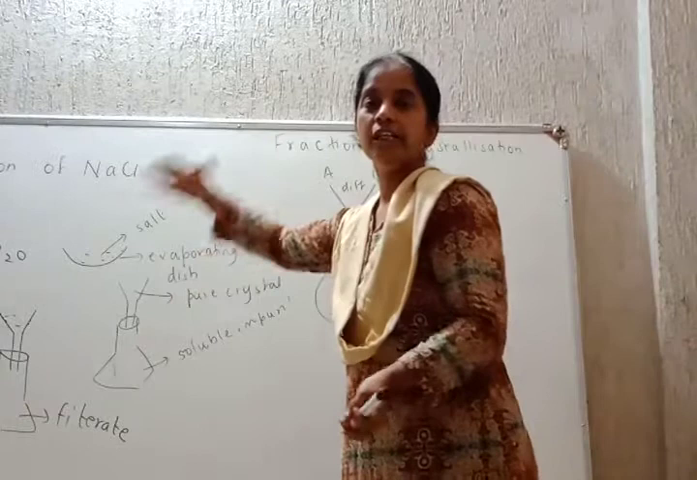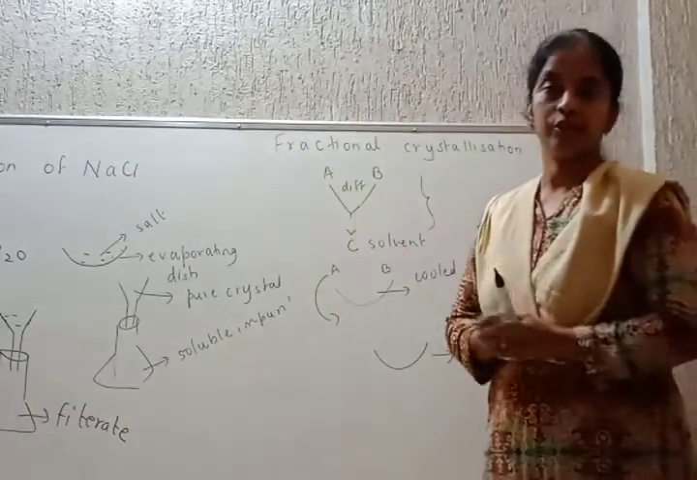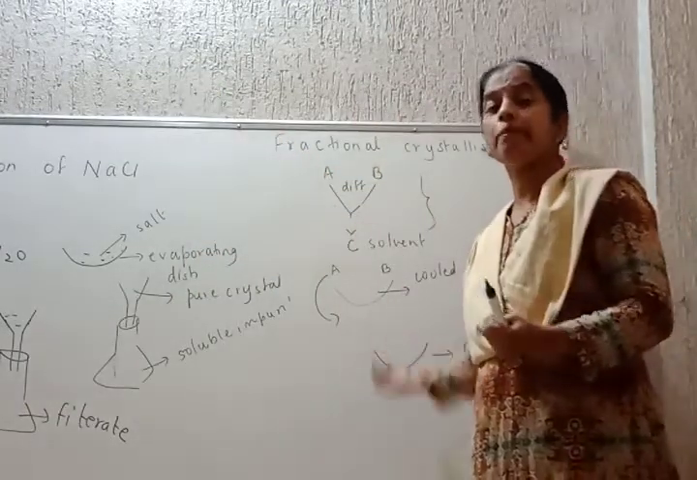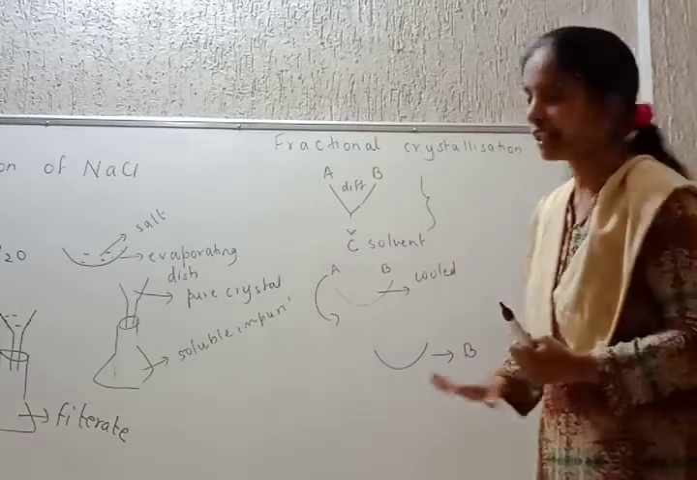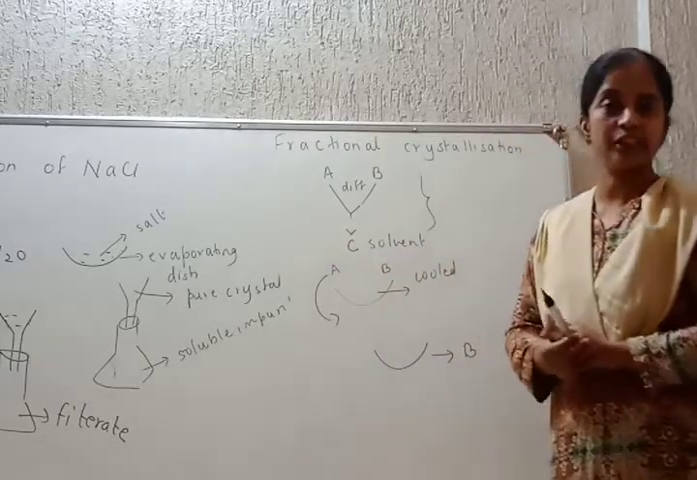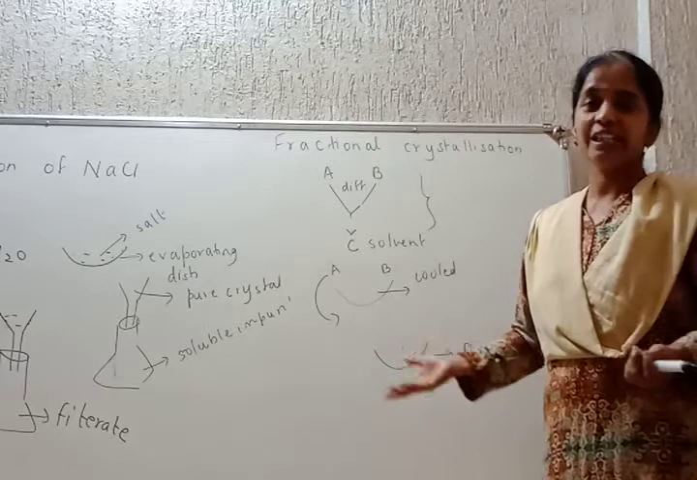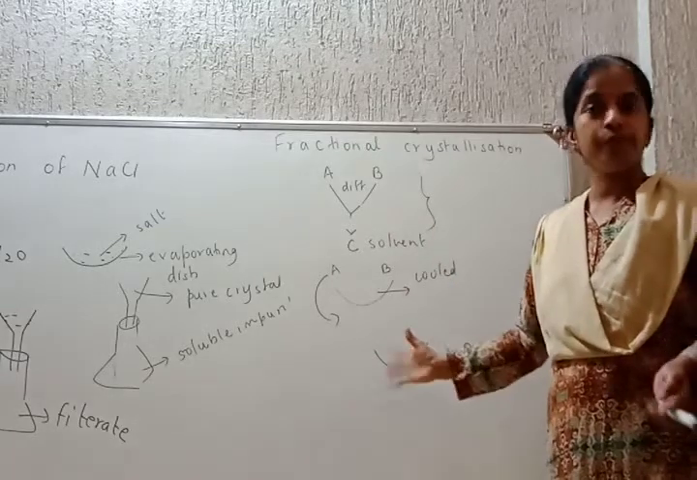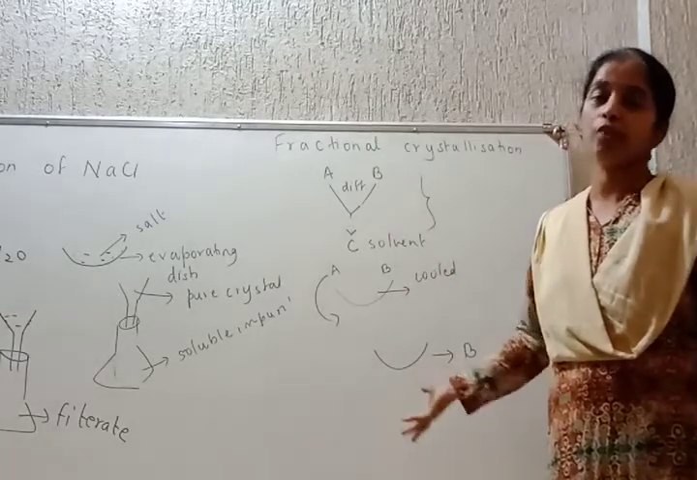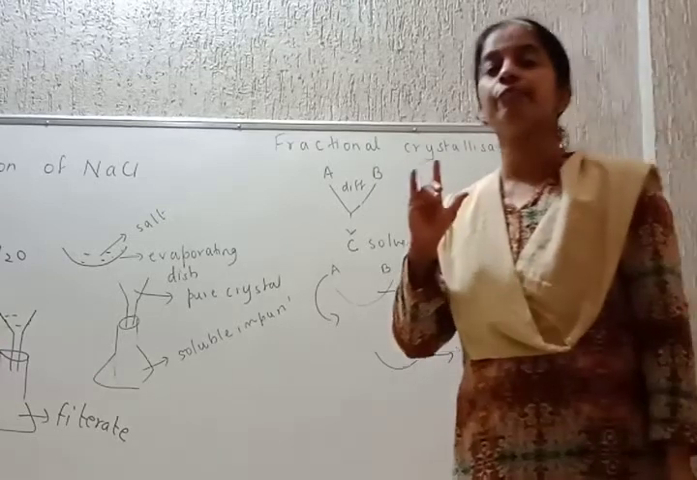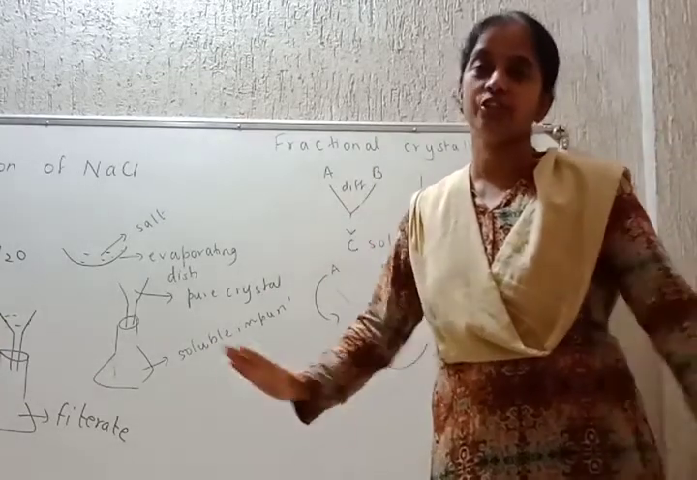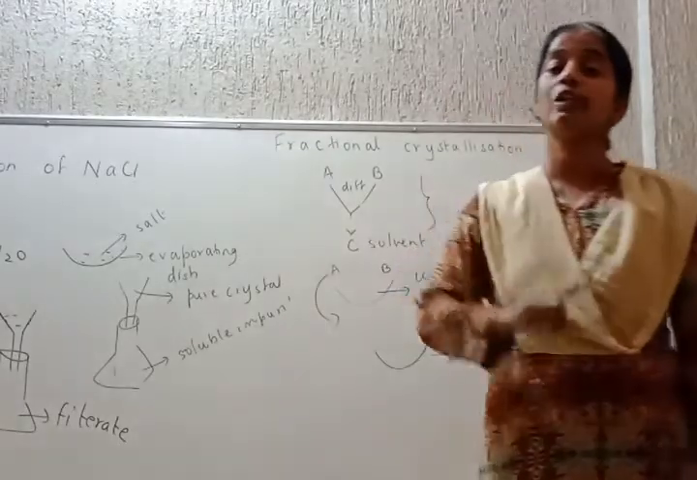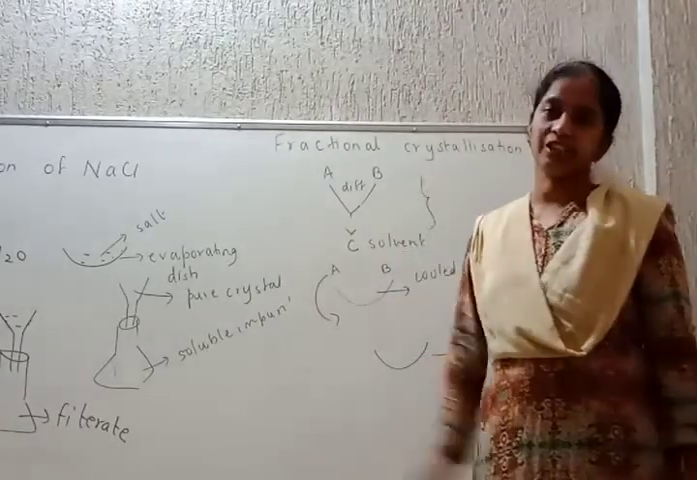Pour it over the funnel. A is stuck to the filter paper. Job is over. B remains in the solvent. Allow it to cool further. B also crystallizes out, students. Once B has crystallized out, remove it. Left is only solvent containing soluble impurities. Ends the job. Clear? This is what is called fractional crystallization.